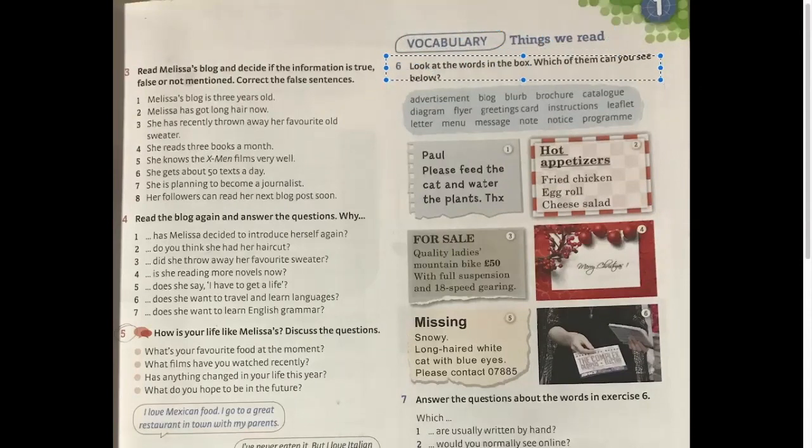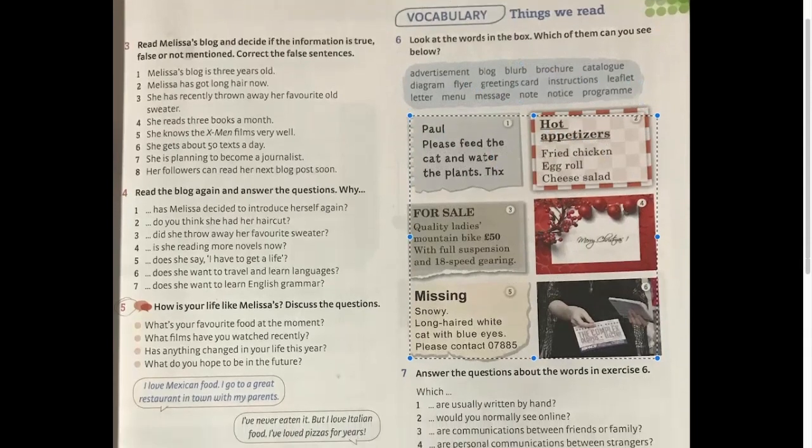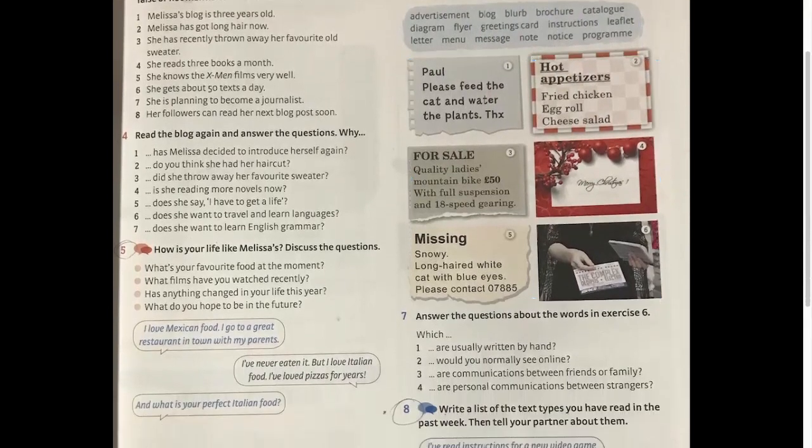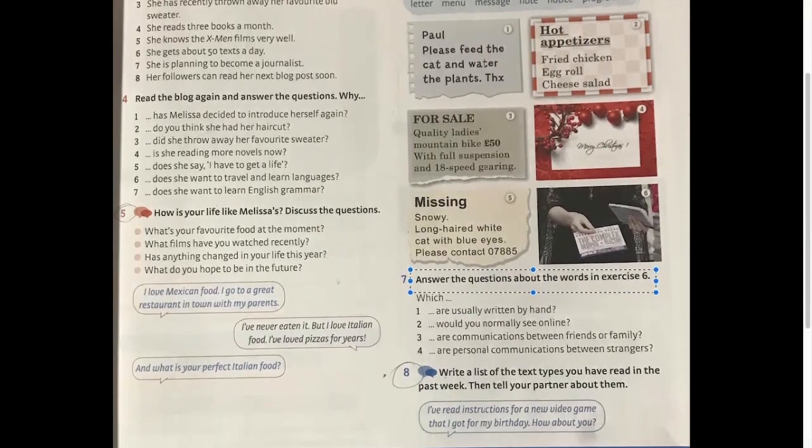In exercise 6, look at the words in the box. Which of them can you see below? So these are the words, and these are the 6 different texts. So you are going to name which of them you can see. And in exercise 7, you're going to answer questions about the words in exercise 6.